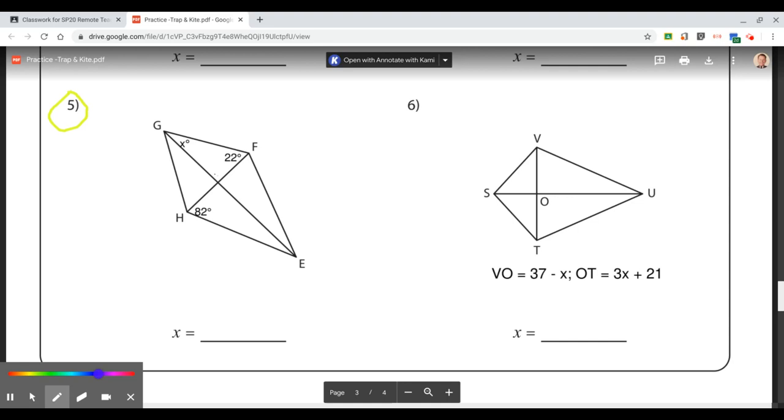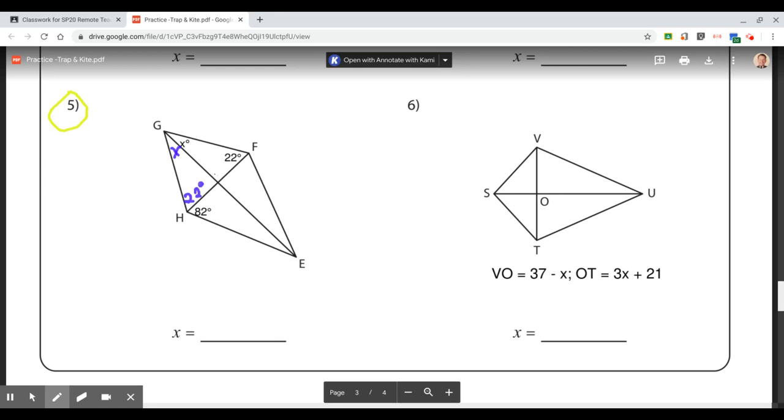Okay, let's look at number 5, and this is on the third page of the practice packet. All right, looking at this, you should recognize a few things. So the first thing I want you guys to notice is that GE bisects angle G. So this is also equal to x, right? Well, what else is congruent? Well, the angle 22 degrees right next to F is also congruent to this angle here, which is 22 degrees.